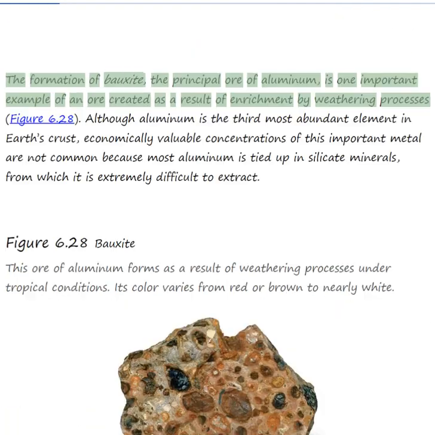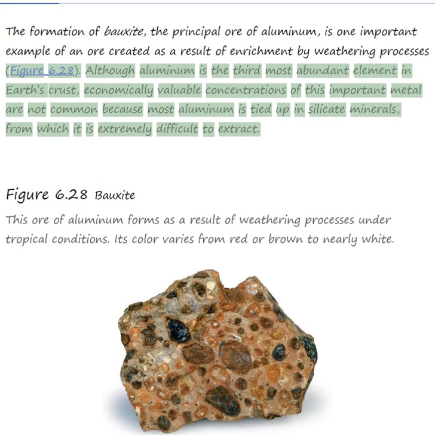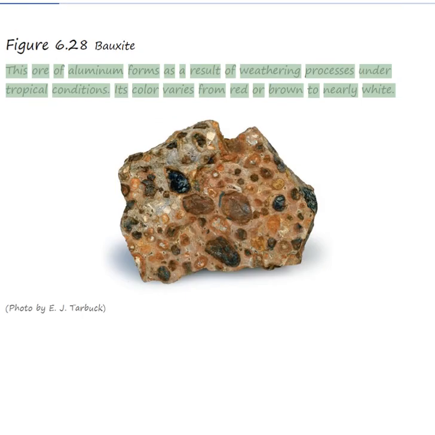Bauxite. The formation of bauxite, the principal ore of aluminum, is one important example of an ore created as a result of enrichment by weathering processes. Although aluminum is the 3rd most abundant element in Earth's crust, economically valuable concentrations of this important metal are not common because most aluminum is tied up in silicate minerals, from which it is extremely difficult to extract. This ore of aluminum forms as a result of weathering processes under tropical conditions.